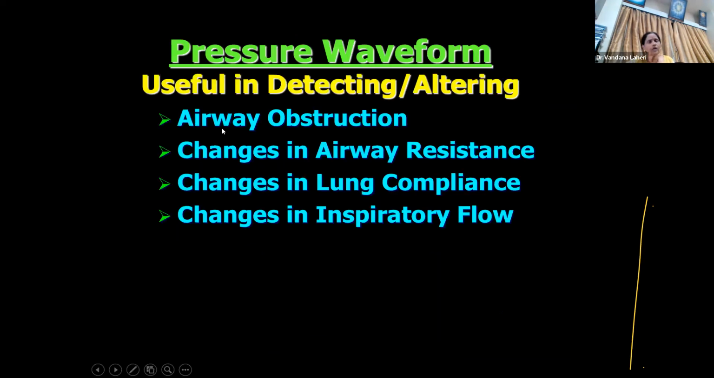So how does the pressure waveform help you? It helps in detecting airway obstruction, changes in airway resistance, changes in lung compliance, or changes in inspiratory flow. So you can alter the inspiratory flow. If lung compliance decreases, you have to find out how to change it. Airway resistance, you can alter by giving bronchodilators, whatever is suggested for that patient. So this is how the pressure waveform helps.